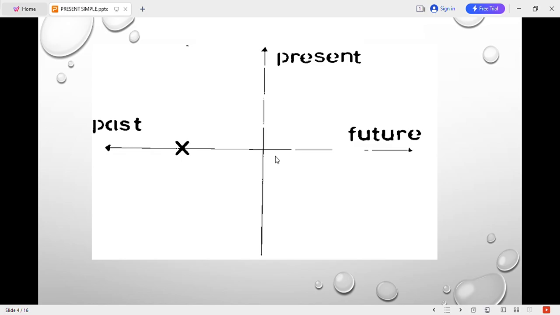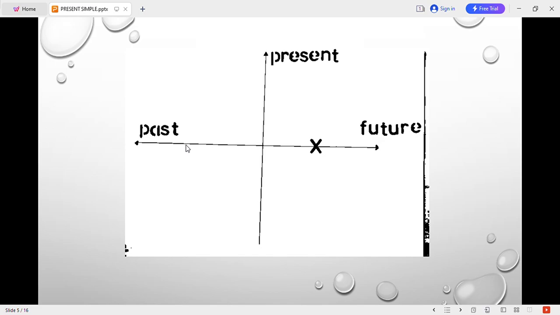Next, I put a cross around this horizontal line on my left side. This is past. It means the activity started and finished in the past time, ended in the past, and it doesn't have any effect in the future. So the activity started and ended in the past. We call this one past tense.